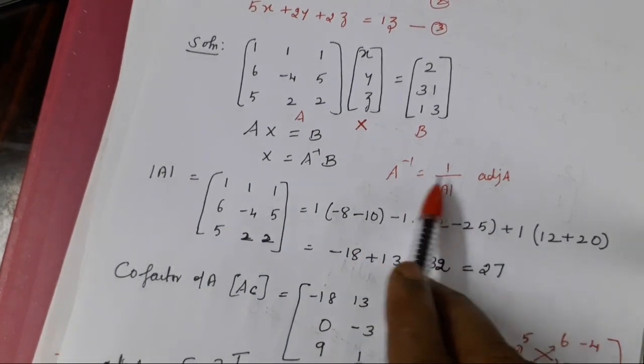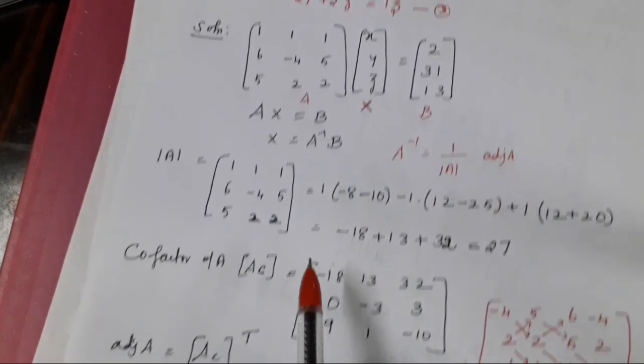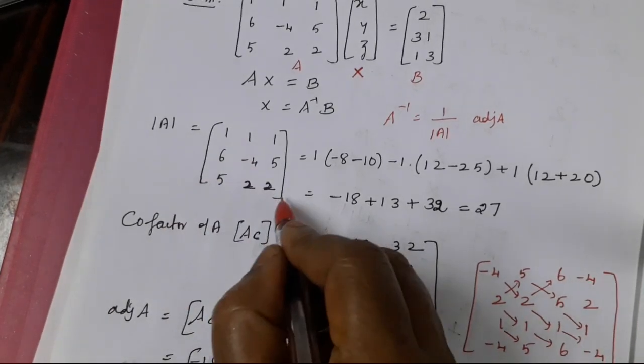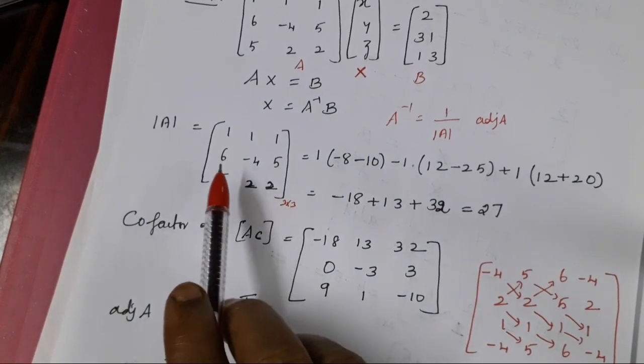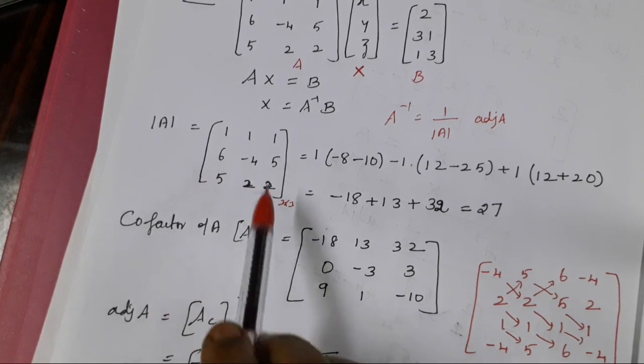So what are the steps we are going to follow? We find the determinant of A as well as the adjoint of A. First we find the determinant of A. This is a 3 by 3 matrix. I have already taught everything, but one more time I will explain. How to find the determinant value for a 3 by 3 matrix?